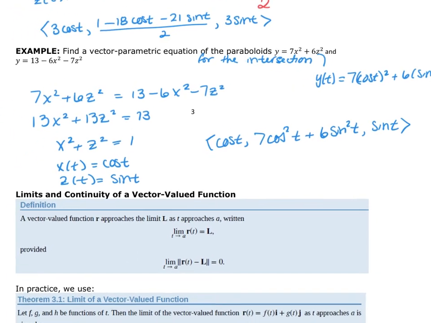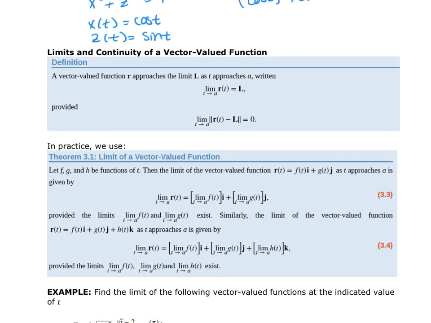And that's it. That's my answer. Not bad. Let's talk about limits and continuity.